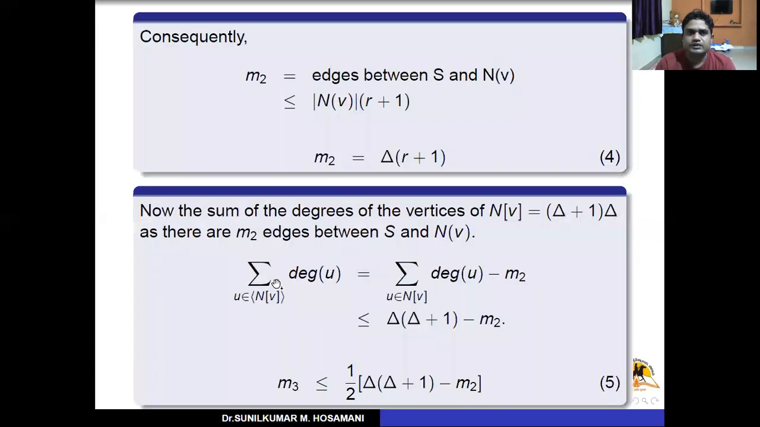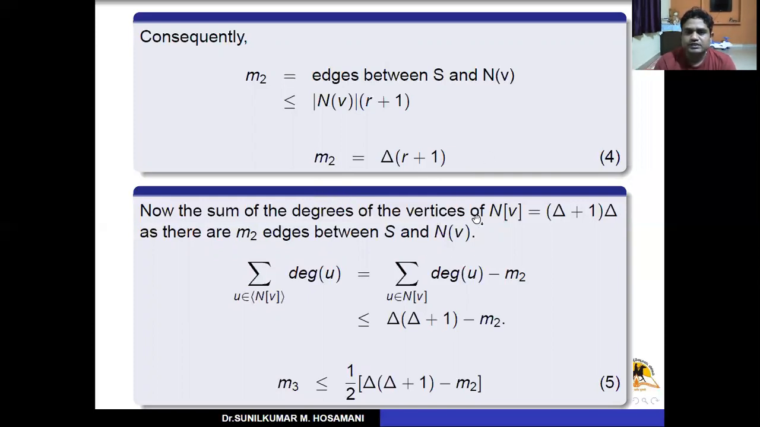Therefore, M2 is the number of edges between S and the open neighborhood of V. So that can be written as the cardinality of the open neighborhood of V times r plus 1. The cardinality of the open neighborhood of V is equal to delta. Therefore, M2 is less than or equal to delta times r plus 1. So with this, we have obtained M1 and M2.